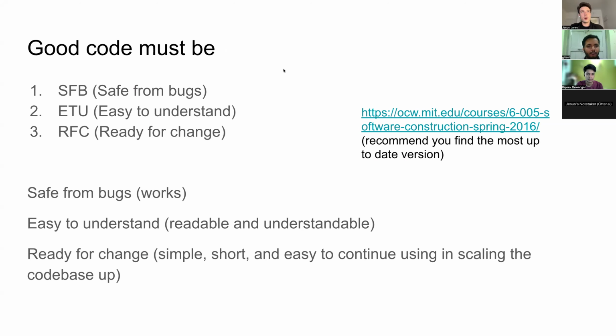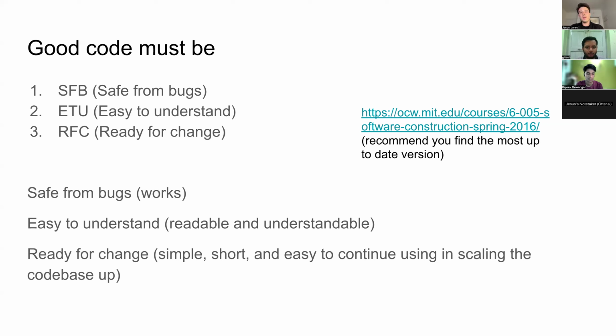And then finally, it needs to be RFC, ready for change. So to me, ETU and RFC, these are terms that they use in that course, but to me, ETU and RFC are almost the same. Code that is really simple and really organized and easy to understand is easy to change. It is easy to reuse. So you should always build it in a way that's very easy for people to understand so they can work with it in other systems within the code base or change it if they have to change it, which are very common things that happen.